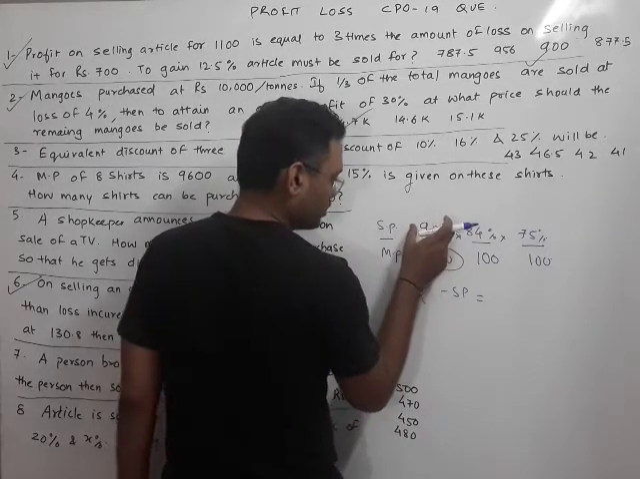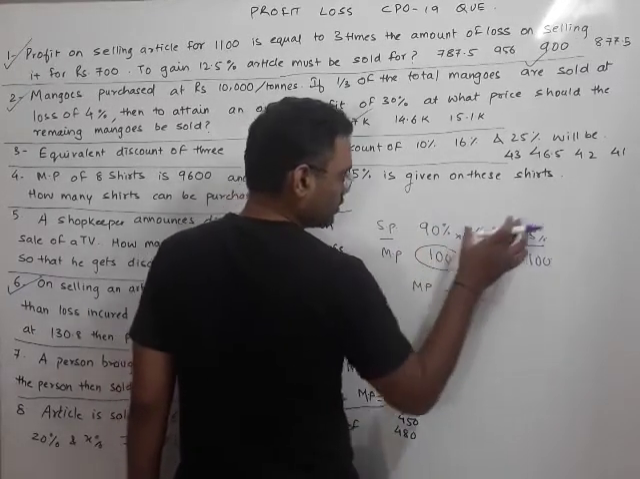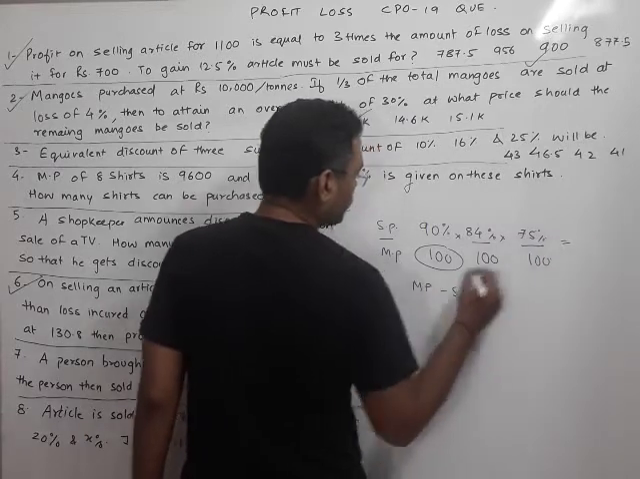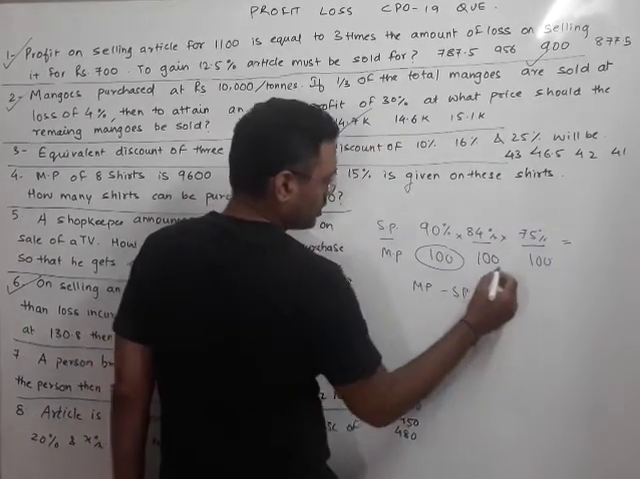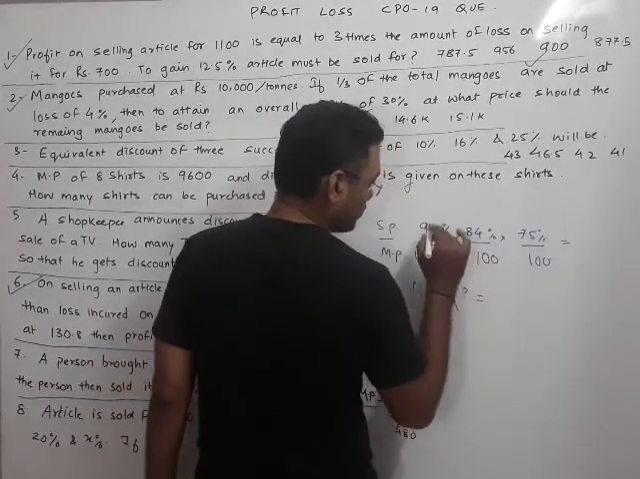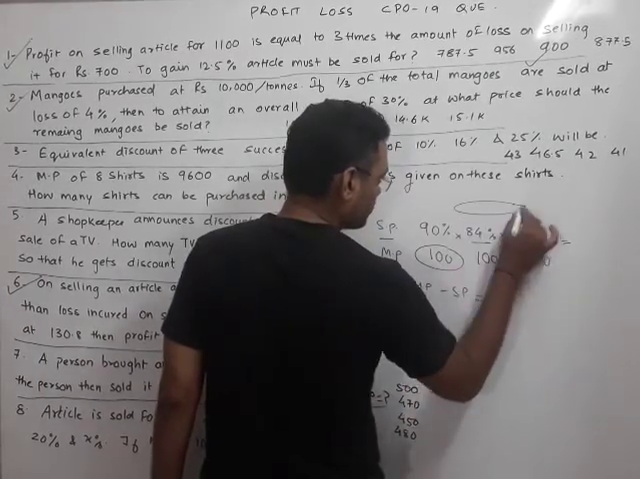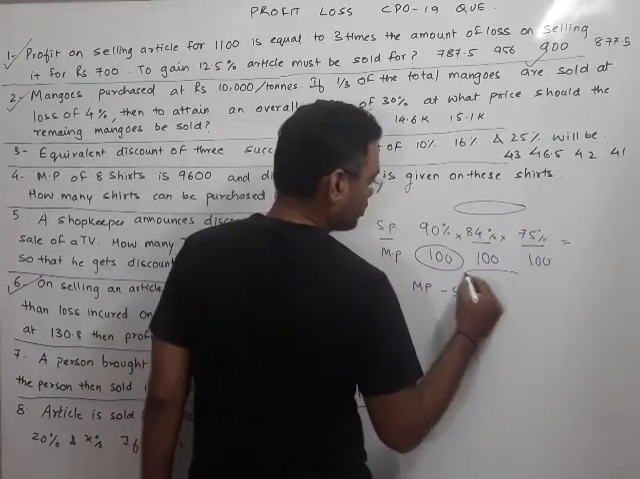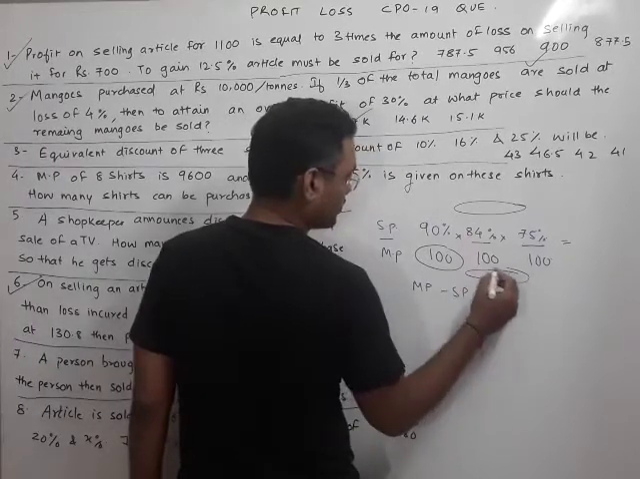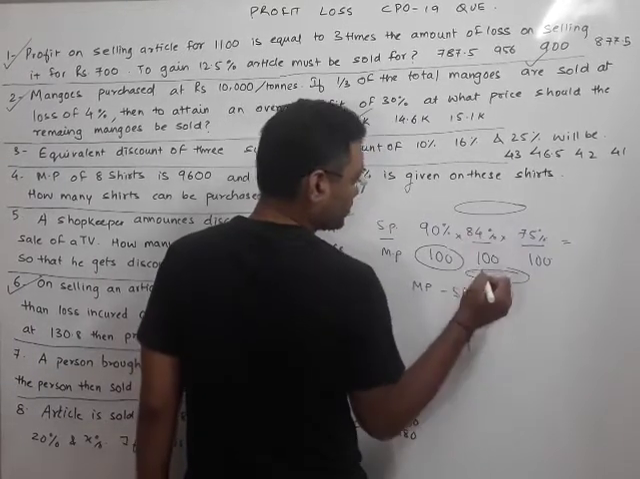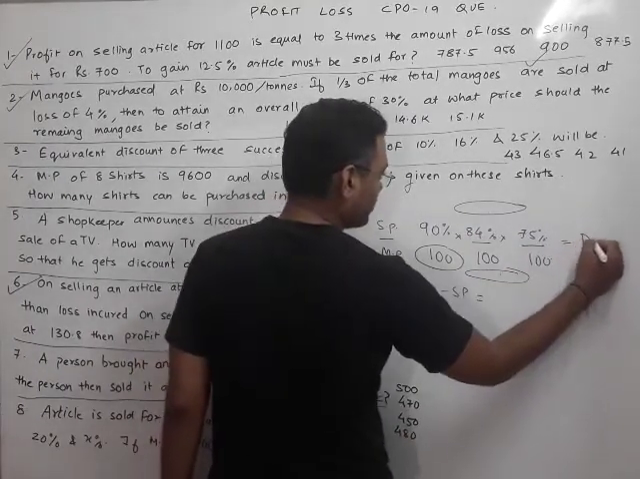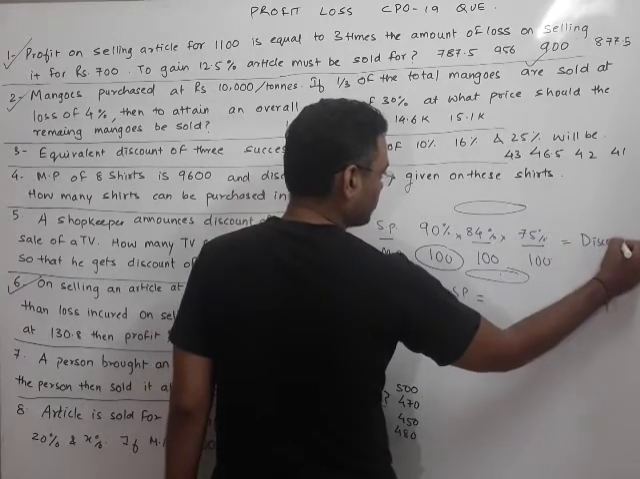This is one, this is one, which means what? Multiplication of this and multiplication of this, denominator and numerator. If I subtract this minus this, I will get my discount percent.